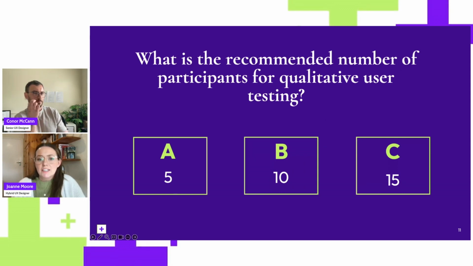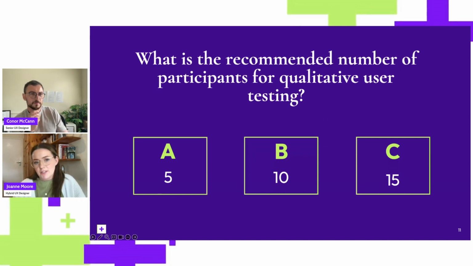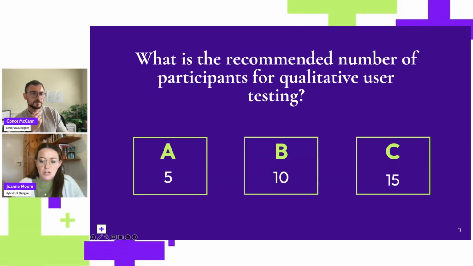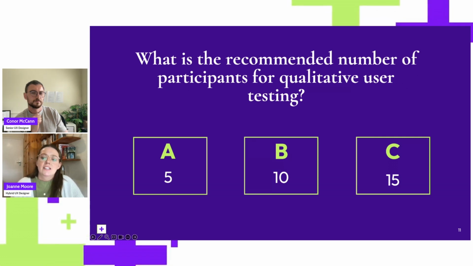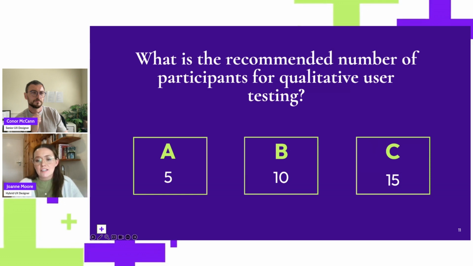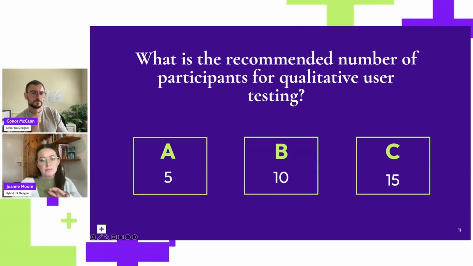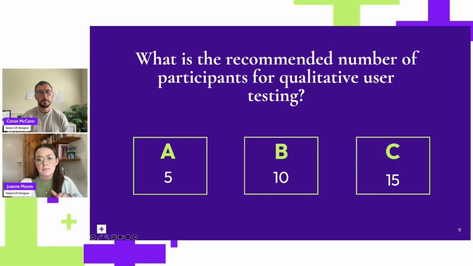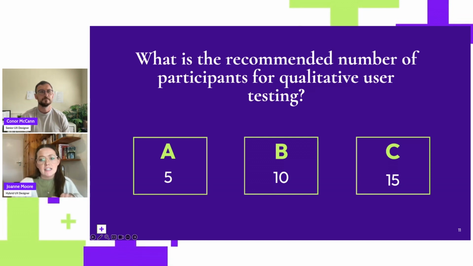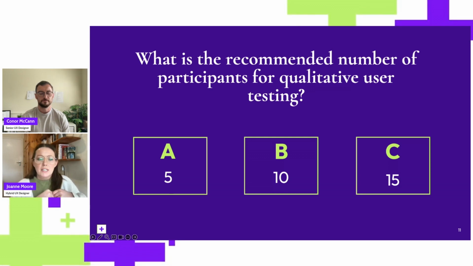So the question here is, what is the recommended number of participants for qualitative user testing? Slightly different here. Is the answer A, 5, B, 10, or C, 15? Get your answers into the chat and give a reason why you think so as well. The difference here is that qualitative user testing is where you observe how participants interact with a specific UI element and see which aspects of the design they're having issues with and what works well. So how many do you think we need there? Is it 5, 10, or 15?